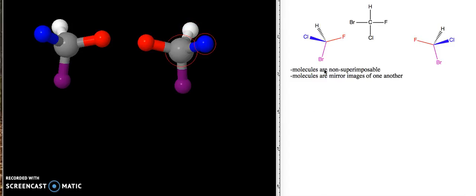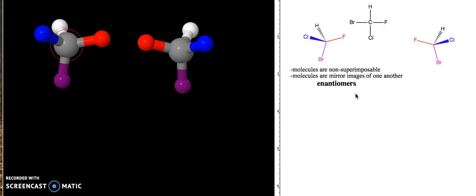So if we look at the 2 things we've said about these 2 molecules so far, we said they're not identical. In other words, they're non-superimposable. I can't take this one and twist it and turn it in a way so that it matches up perfectly with the other one. And also, we said they're mirror images of one another. This is a reflection of this, and so on. We have a name for a pair of molecules that meet both of these criteria, that are not superimposable and are mirror images of one another. We call these molecules enantiomers.